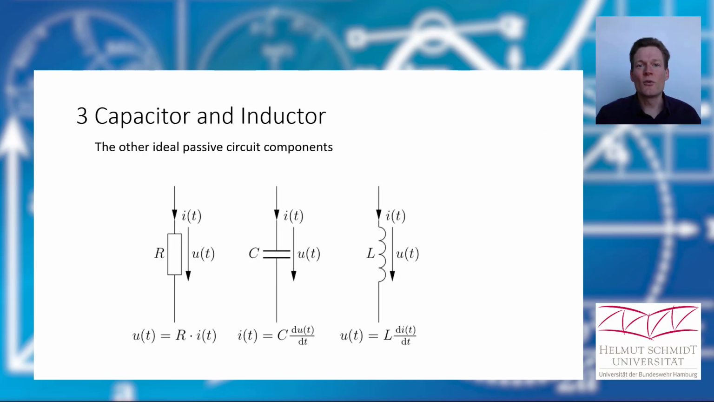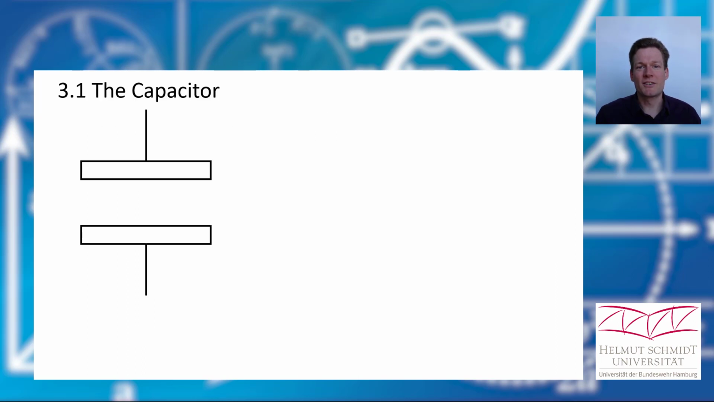We already know from the first lecture that there are only 3 passive basic circuit elements, and those are the resistor we already used, and the capacitor and the inductor. On this sheet you see the element equations for all 3 of them, and the element equations of the capacitor and the inductor will be the topic of this lecture. Let's start with a capacitor.